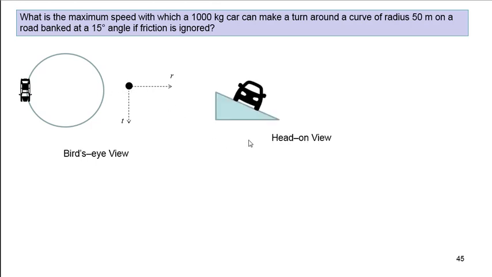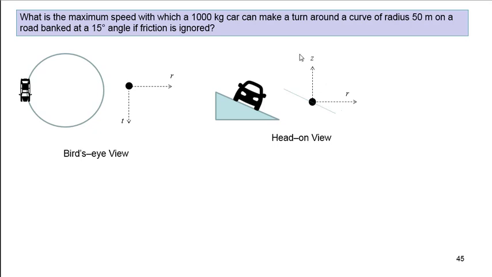Instead, let's look at the head-on view. So here's the car coming at you head on, and in this case, I'm on this incline. The car's going to be driving out of the page towards me. This angle here is 15 degrees. Let's draw my free body diagram. The z direction is still vertical, that's perpendicular to the plane of the circle, and my r direction is still completely horizontal. So these axes don't get tilted at all.